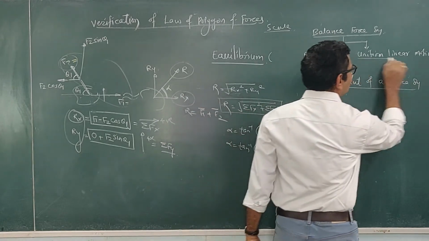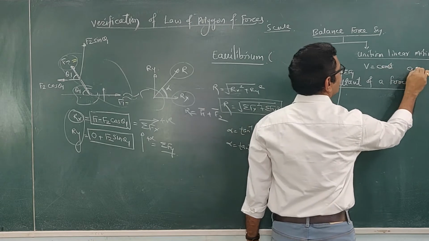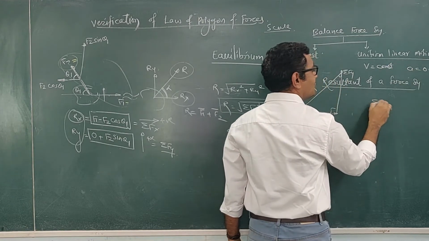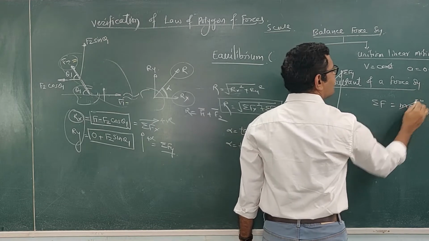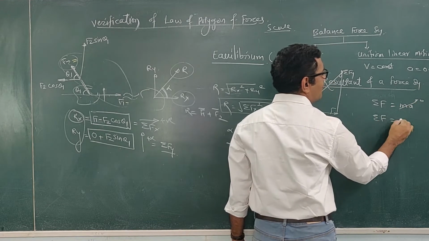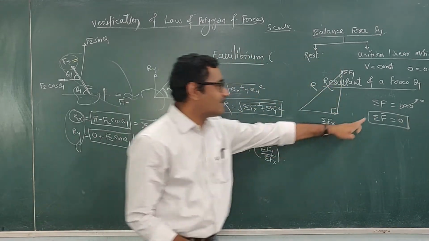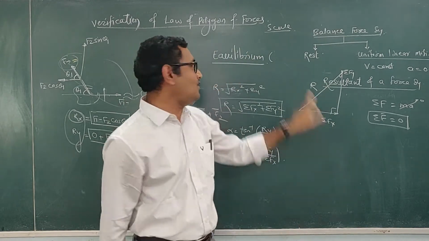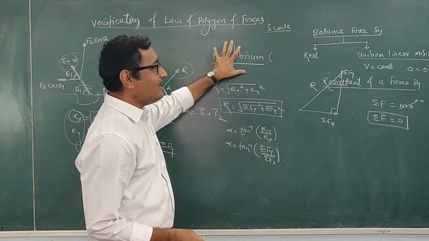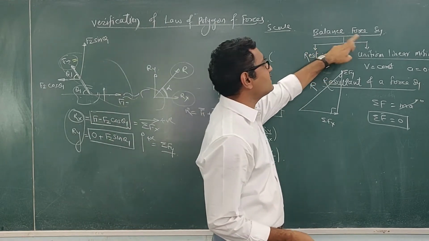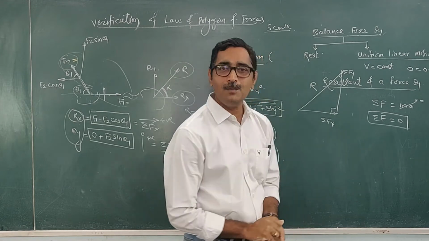Now, when any body is moving with a uniform linear motion, velocity equals constant, acceleration equals 0. And according to Newton's second law, summation of F equals ma. If a equals 0, this term becomes 0, meaning the algebraic summation of all force vectors is equal to 0. If the algebraic summation of all force vectors is equal to 0, it means that it is a balanced force system, or we can say that it is in equilibrium. So when a body is in equilibrium, it means that it is in the state of rest, or it is in uniform linear motion.